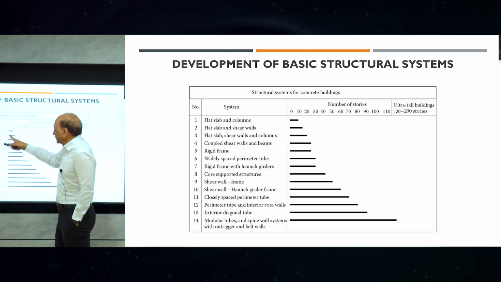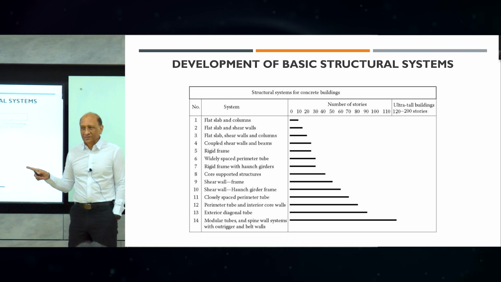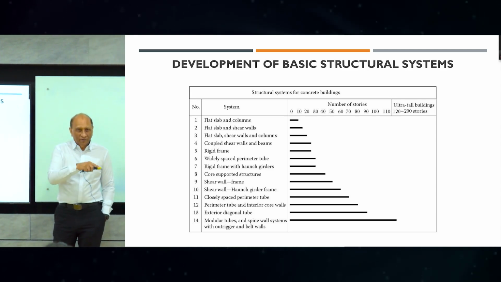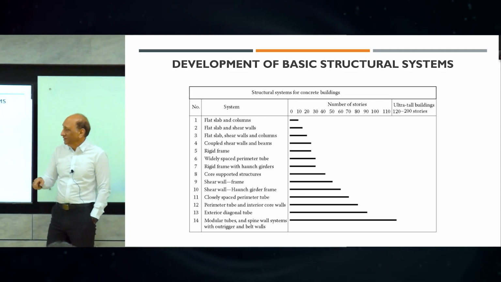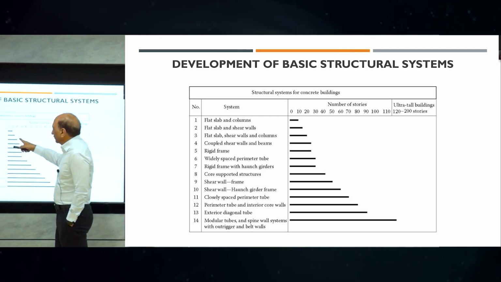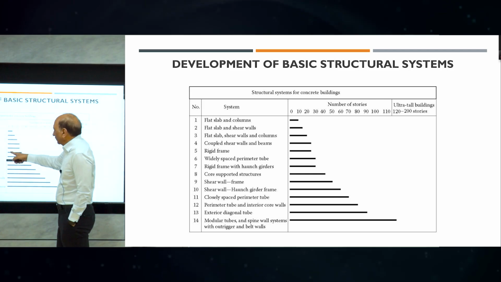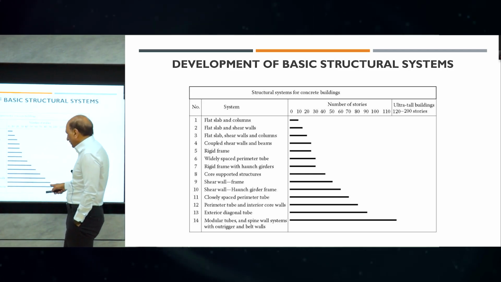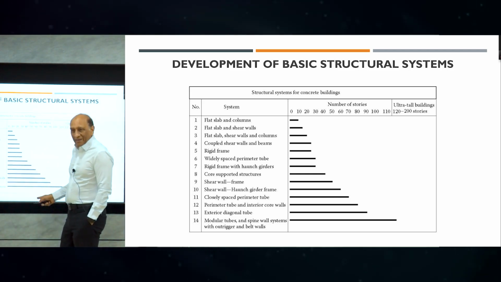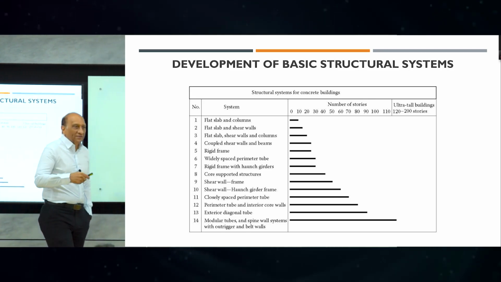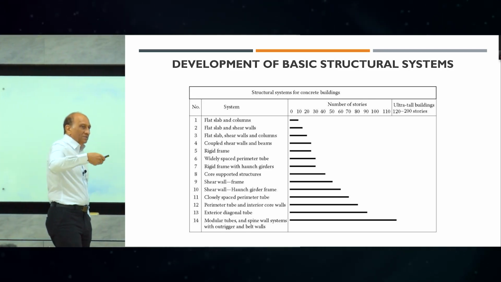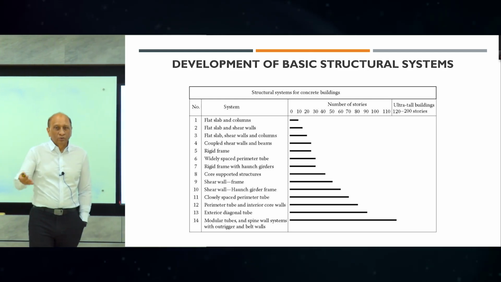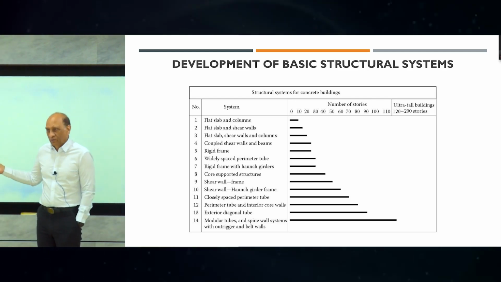Actually, now flat slab and shear walls can go up to 50 stories with the use of outriggers and use of other systems. Okay. Then flat slab, shear wall, and column, coupled shear wall, rigid frame, widely spaced, and then all of that. Many systems are written here, right? So which means that you can keep developing the systems gradually until you can go to as high as possible. And we are going to do that now.